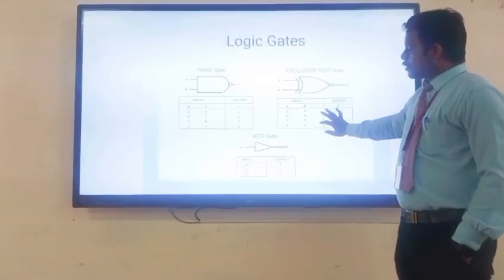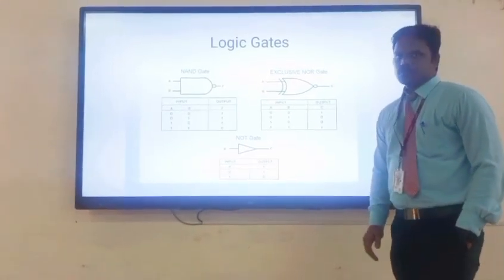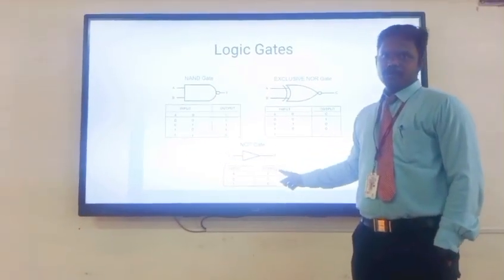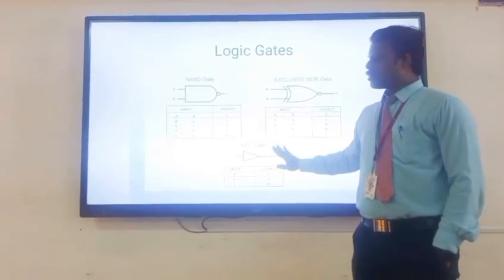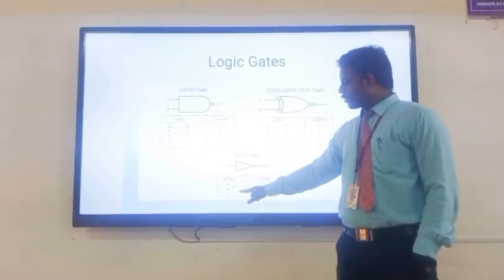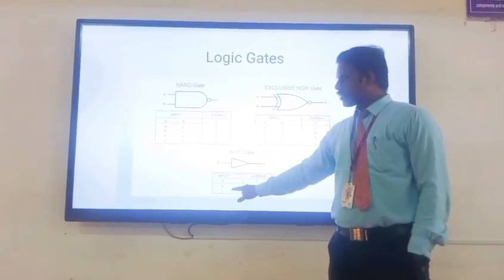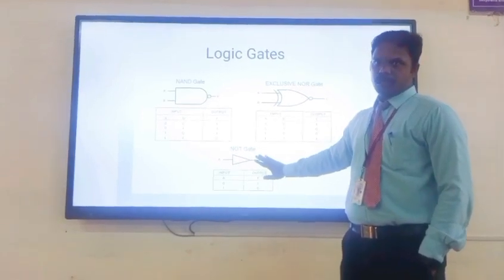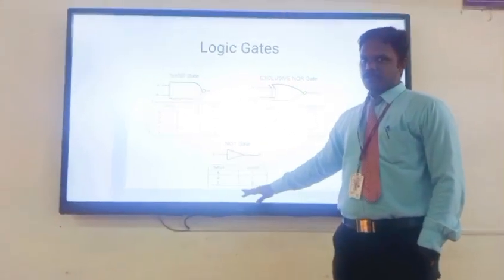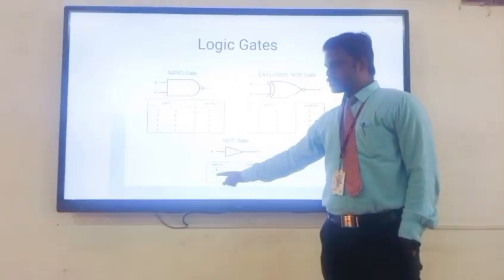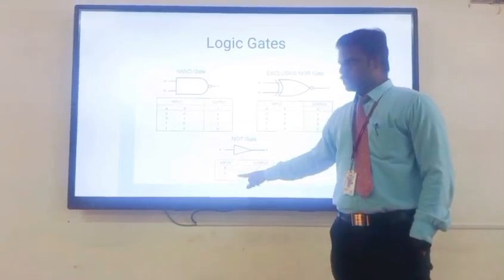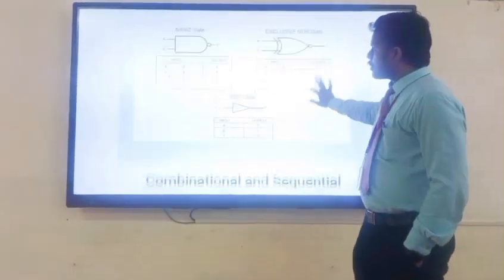The last one is the NOT gate. Everyone knows this. It consists of only one input, one output. In digital circuits, one input is there. We can provide two possible combinations: one is 0, another one is 1. So it is a gate that produces the complement operation. That is, if you give 0 as input, it will produce 1 as output. 1 as input, 0 as output.